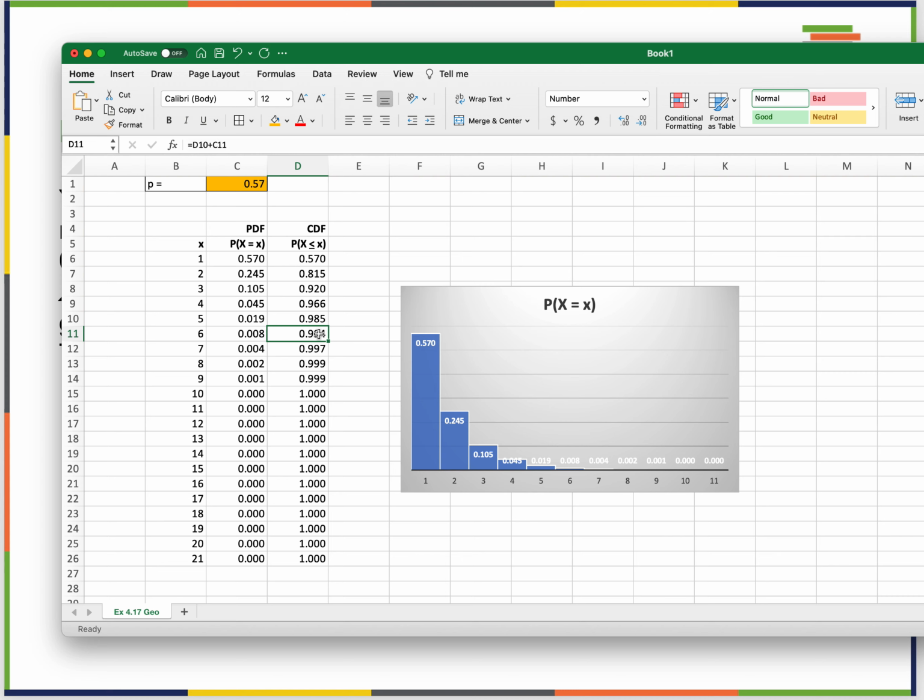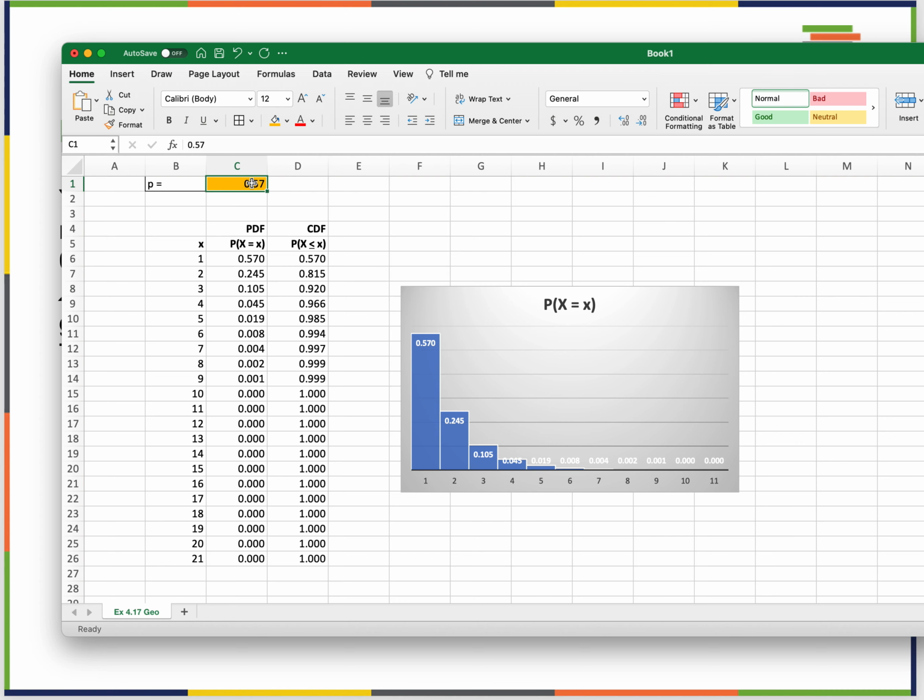So I can ask these questions. What's the probability that I lose after 3 games? Well, that would be 1 minus the probability of it being 3 games or less. So it would be 8%. So you can answer all kinds of questions this way.